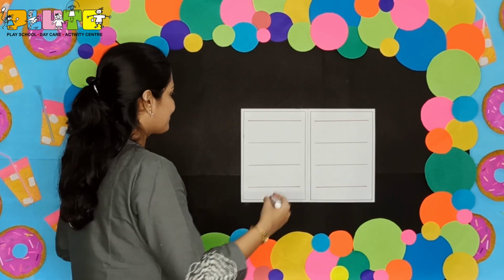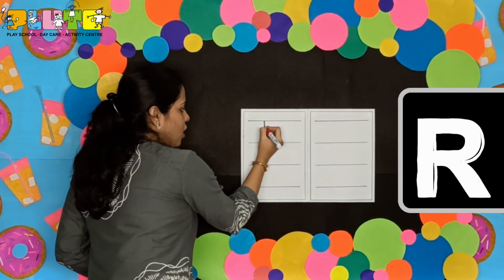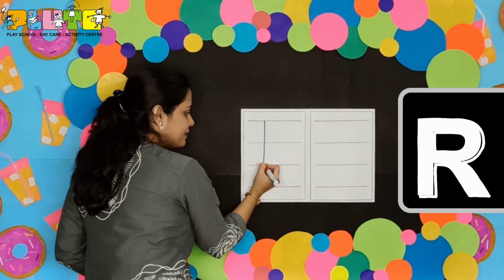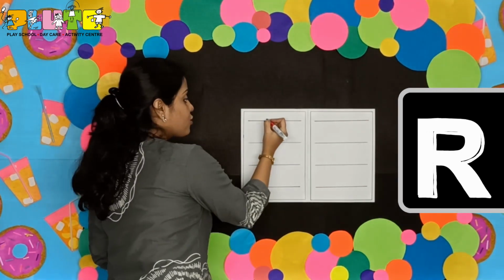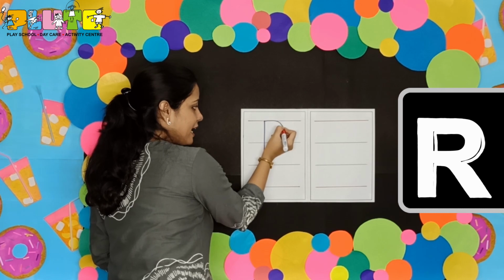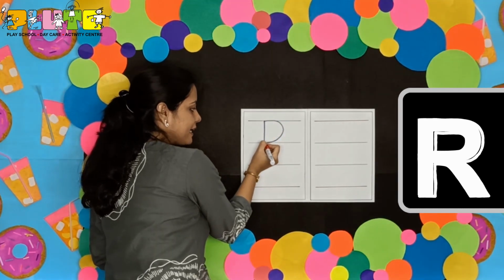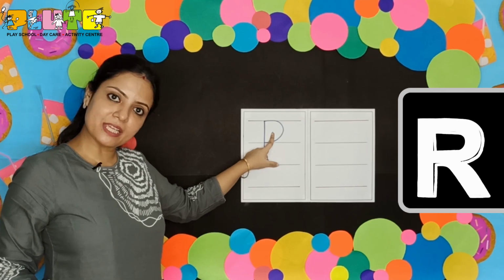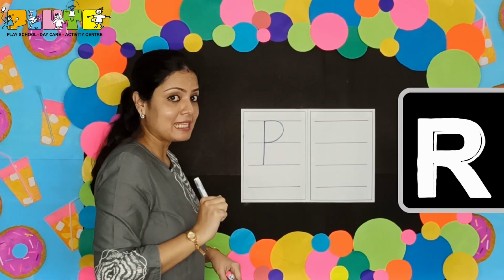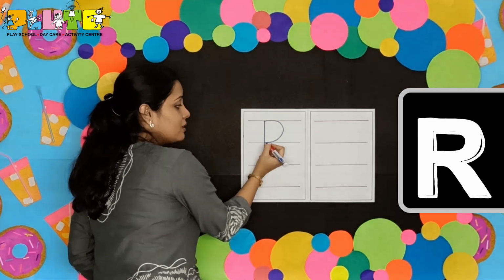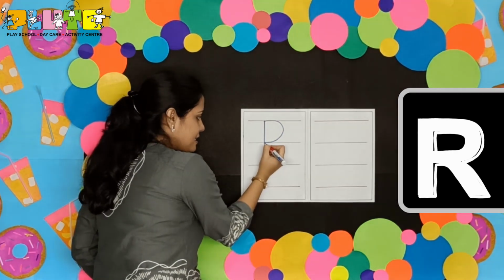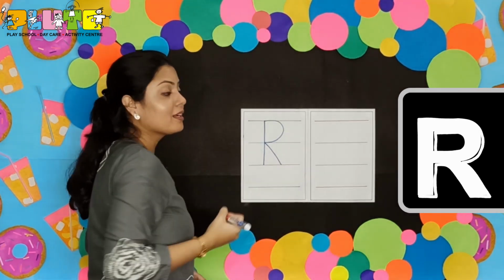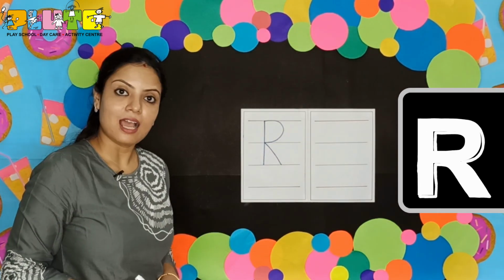Children, now using a standing line, a curve and a slanting line, we will write the letter R. Let's see how. First, I'll draw a standing line from the first line till the third line. Then I will draw the curve from the first line till the second line. Okay? See, I have written P. Now, when I add a slanting line from the same point on the second line, like this, the letter will become R. So this is R.